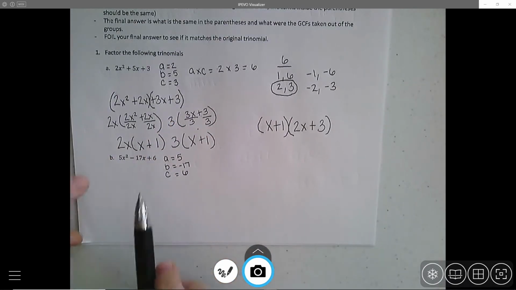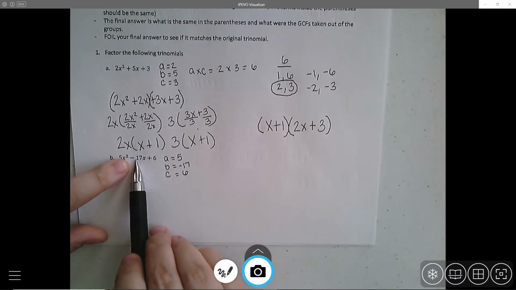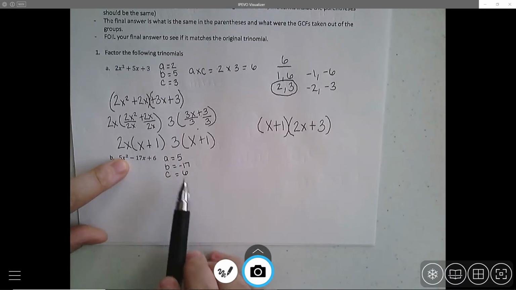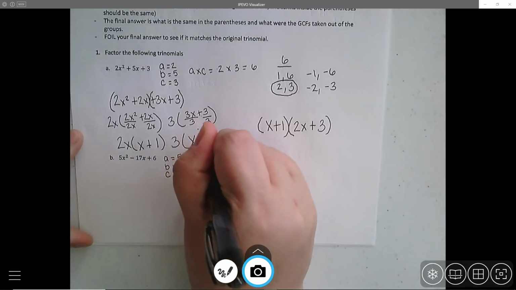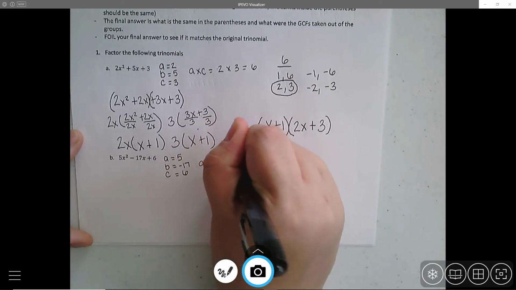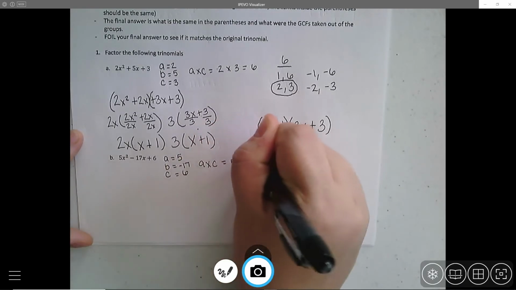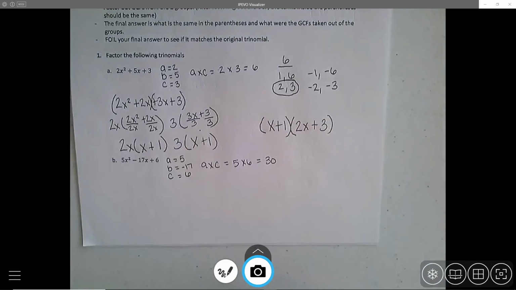Notice you take the sign. This was a positive. In front of my 17 was a minus, that means it's negative. And then C was 6. Now I'm going to take A times C. That'd be 5 times 6, which is 30.